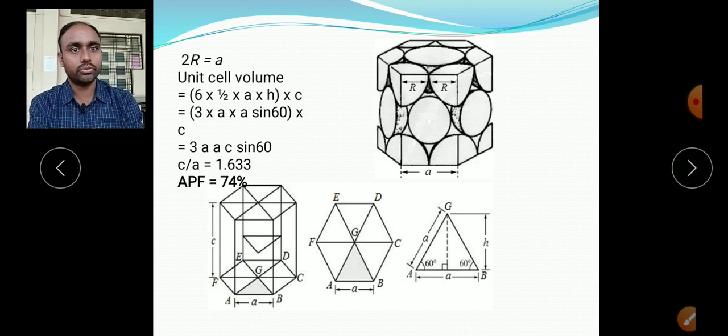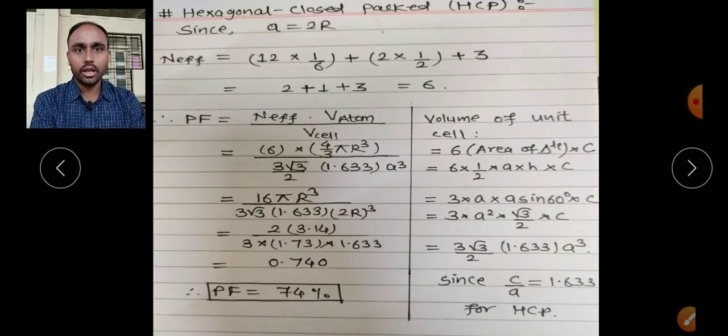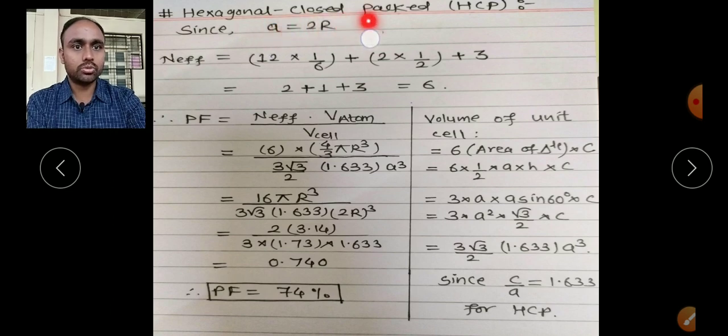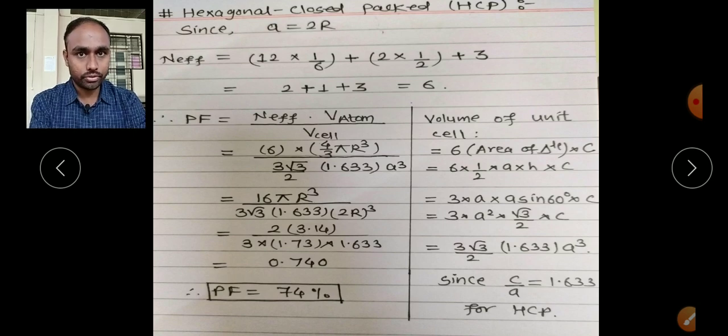Okay, right. Now if we go to the next slide, here I have written everything again. Since A is equal to 2R, we got that from the previous slide. Again, effective number of atoms: 12 corner atoms, each atom is shared by 6 different unit cells, 1/6, plus 2 face center atoms, each face center atom is shared by 2 different unit cells, divided by 2, plus 3 internal atoms which are completely present in the unit cell. So, finally, in all we got 6 atoms. This is the relation and the volume of the unit cell. I have calculated the volume of the unit cell here. First of all, we will go to this. Since 6 triangles are there in one bottom or top face.